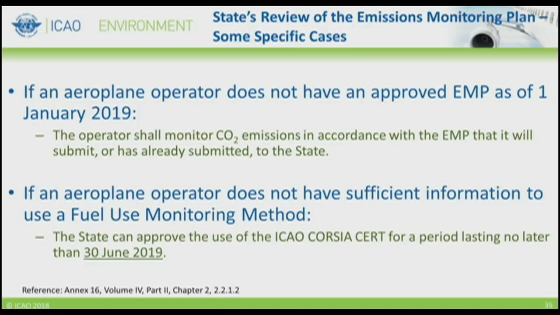There are some specific cases. So, for example, what happens if an operator doesn't have an approved emissions monitoring plan on 1st of January 2019, or if the operator that is supposed to apply one of these 5 fuel monitoring methods doesn't have sufficient information to apply one of the methods. In these kinds of specific cases, it is up to the state to approve interim measures. So for example, in the latter case where there's no information to apply a fuel monitoring method, the state can approve the usage of ICAO CORSIA CERT for a certain period of time to allow the operator to change its procedures so that the operator can collect all the necessary information for the fuel monitoring method.